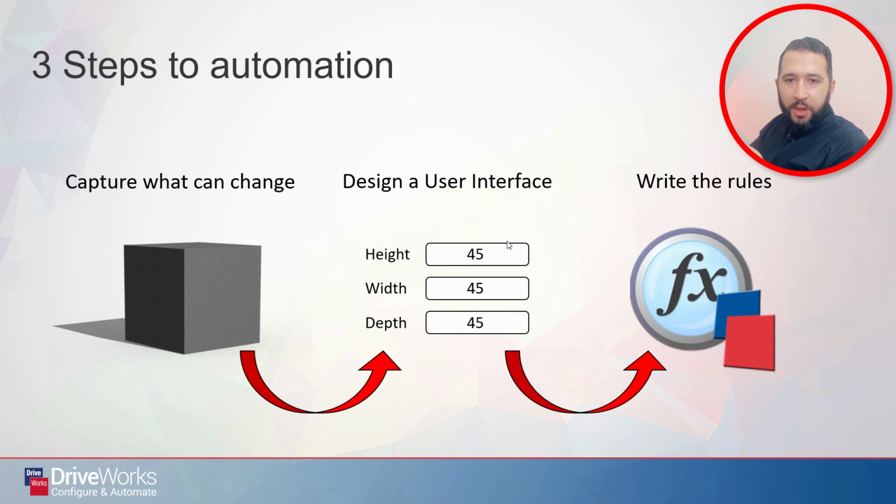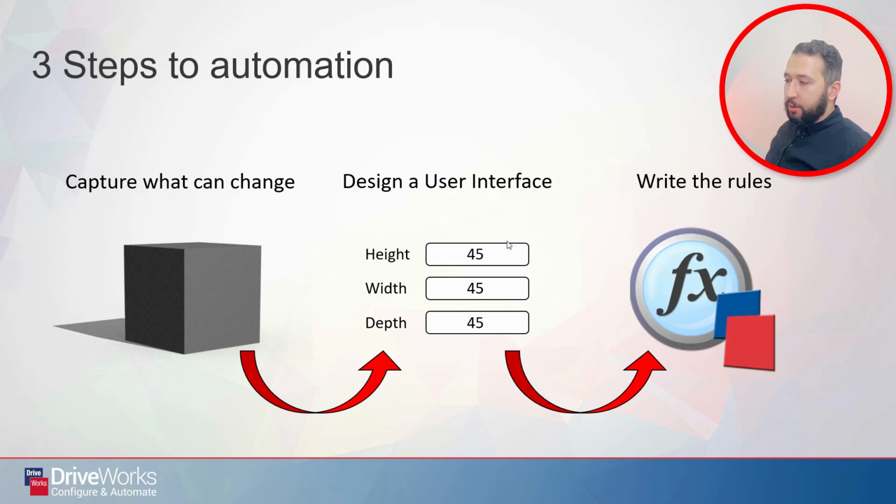Whenever I introduce DriveWorks to companies starting their design automation journey, I always highlight the three main steps to get things rolling. Let's see together here. So as you can see, the three main steps are like that. Step 1, capture what can change. Step 2, design your user interface. And step 3, write the rules that connect everything together.